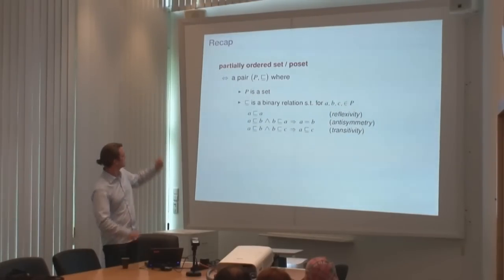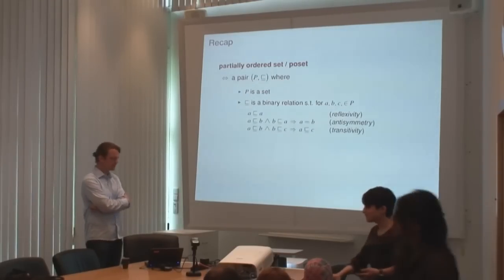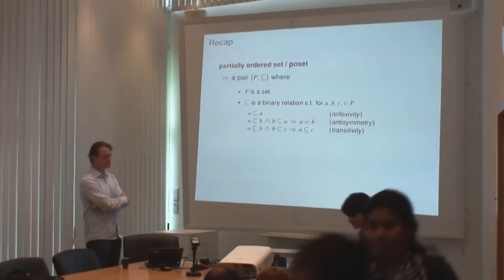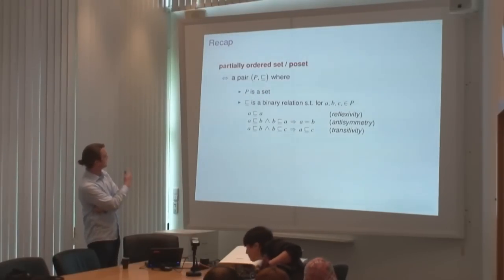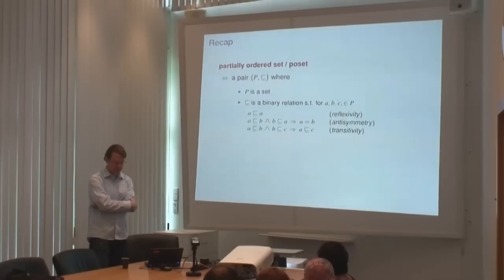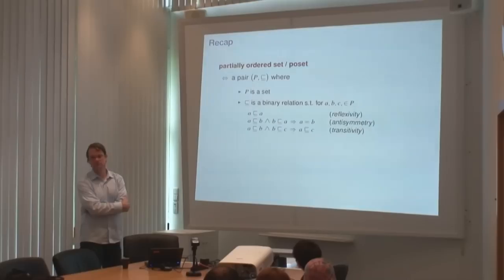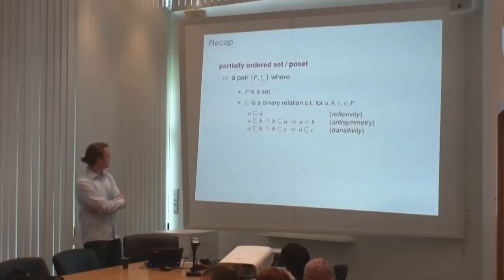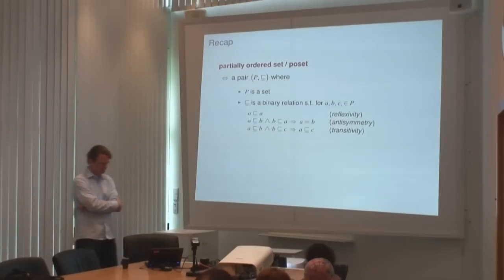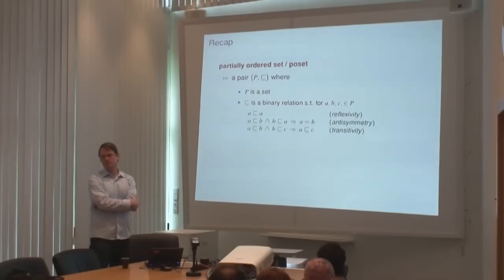Now, a partially ordered set is a pair, or a tuple, consisting of two elements. One is P and the other is this sign that indicates a relation. P is a set, some set. We don't specify that here. This relation, square less than say, is a binary relation.